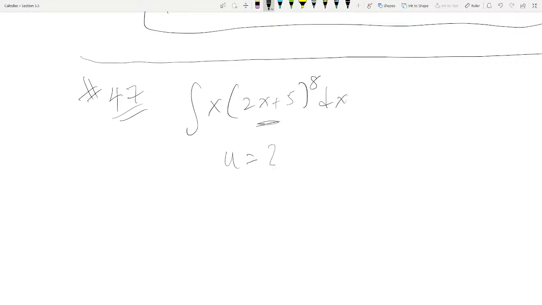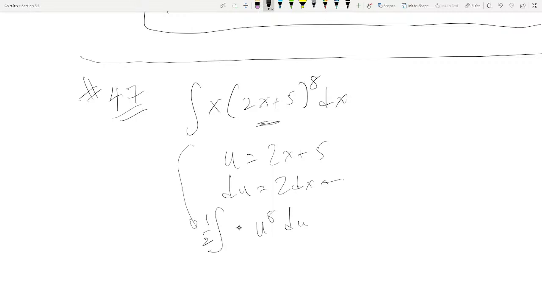And so we'll try that. We get u equals 2x plus 5. And then du is equal to, well, it's just 2 dx. And so look what happens. When I go to do the substitution, I get u to the 8th by design. The dx is 1/2 du by solving for dx here.